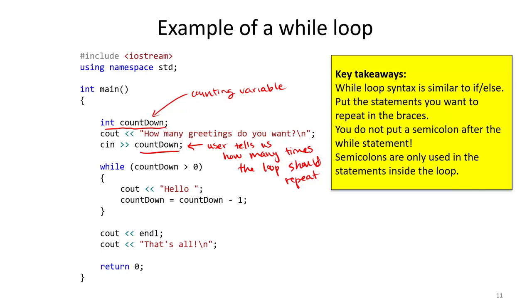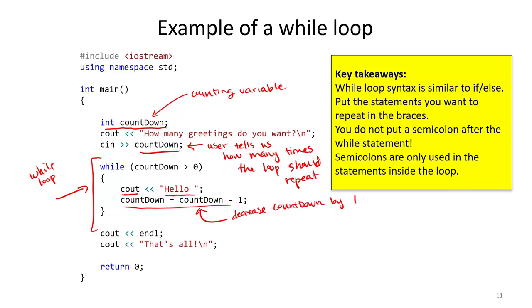And then you'll see, here comes our while loop. Inside the while loop, notice we have while countdown is greater than 0. So basically, as long as countdown is greater than 0, we're going to output hello. And then notice here we decrease countdown by 1 each time the loop runs.